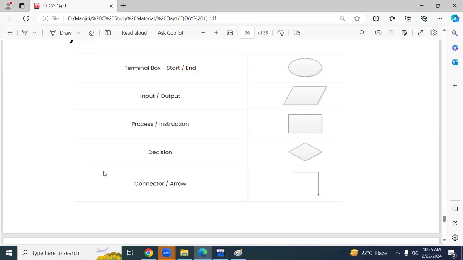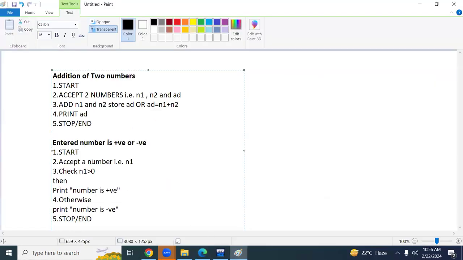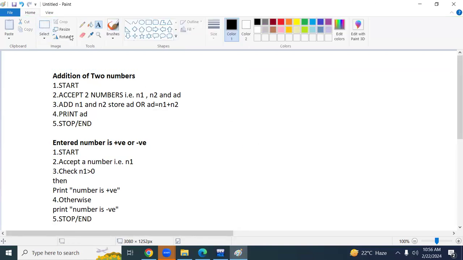And for connecting all these shapes, we need an arrow. Okay, so let's check it out. Whatever algorithms we have written over there, for that algorithm we are going to draw some flowcharts. So let's move towards it. I'll try to draw over here with the help of some shapes. We will first solve this one, and then we will solve the second one.